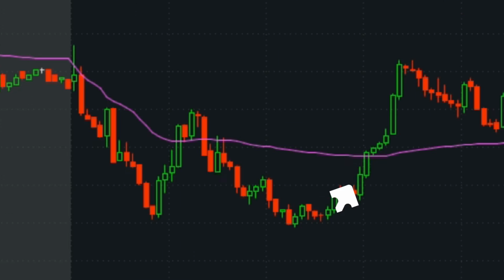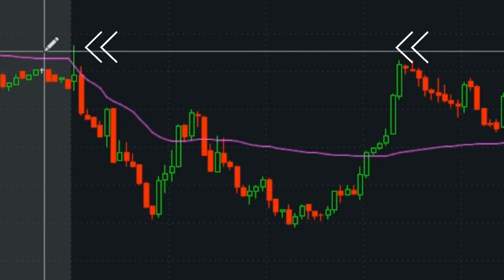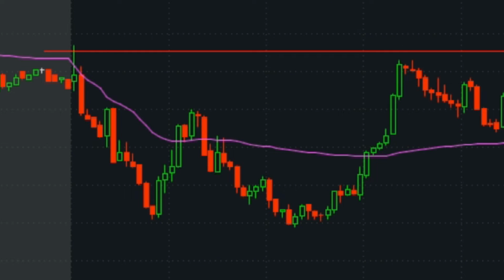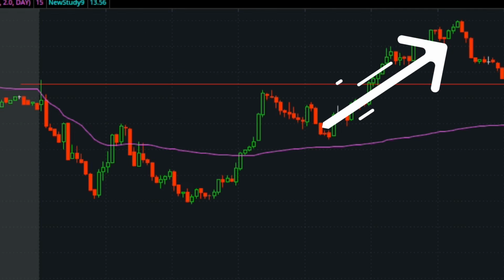Once we get a break of the volume weighted average price level, and specifically a test all the way up to the previous high of the day level here, you can see it broke over the VWAP and moved all the way up to test that previous high of the day level. That is the trend changing.